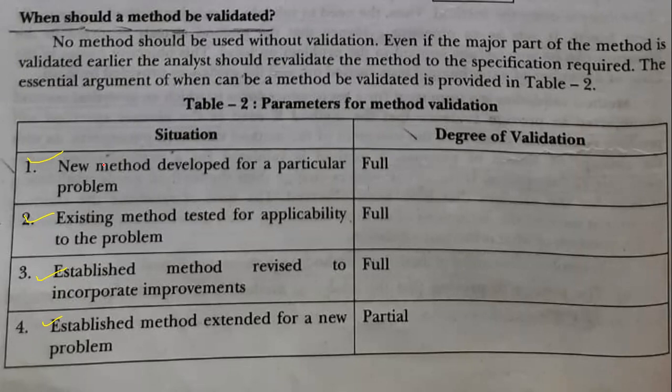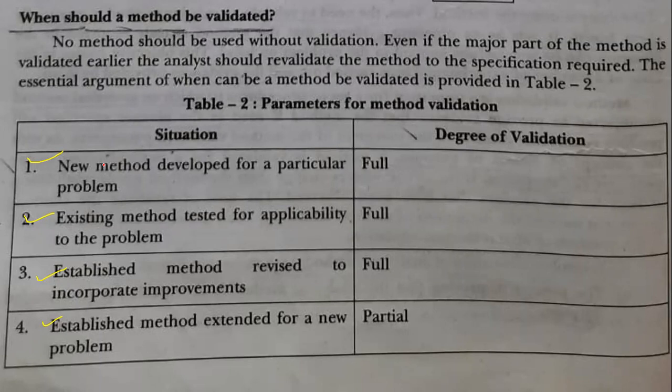Okay, if a new method is developed for a particular problem, we need to have a full method validation. Then, an existing method tested for applicability to the problem. The method already exists, but we are applying it to a new problem; in that case also we need to have a full validation of that method. An established method revised to incorporate improvements.